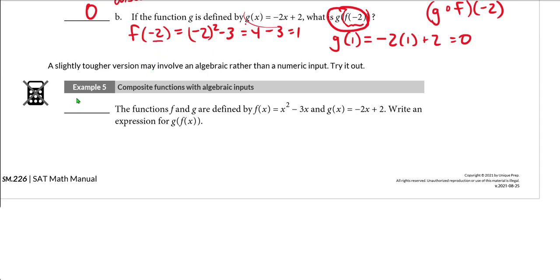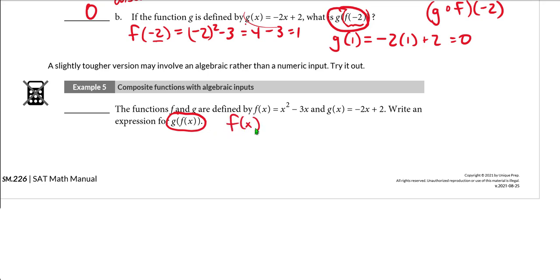Example 5 is a good example of that. If you want to try it on your own, obviously go ahead and pause the video. In example 5, we've got the functions f and g defined by whatever and whatever. Write an expression for g of f of x. So again, we're not going to do this all that differently.